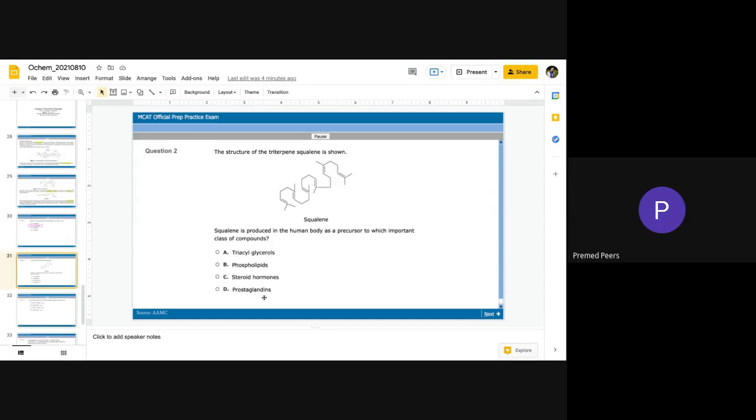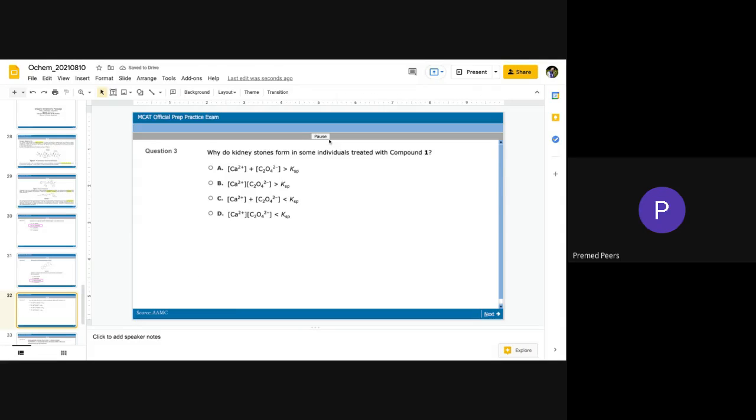Prostaglandin. Remember that I mentioned before that usually a signaling molecule, something that ends with "in," like insulin, is usually going to be a protein structure, and this obviously is not looking like a protein structure. So by elimination, it should also bring you down to the steroid hormone as your answer. Okay.